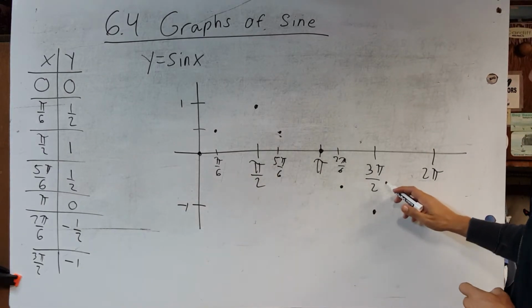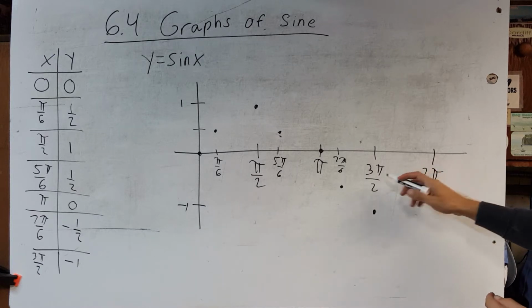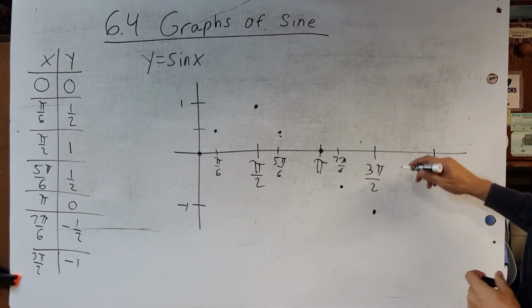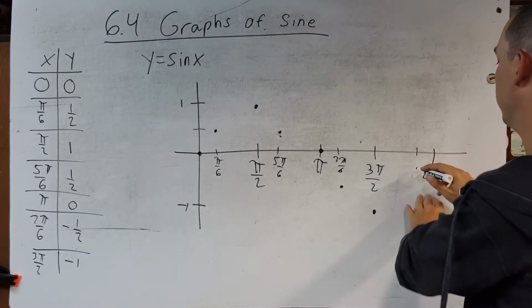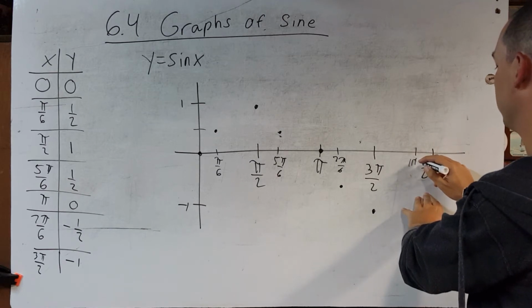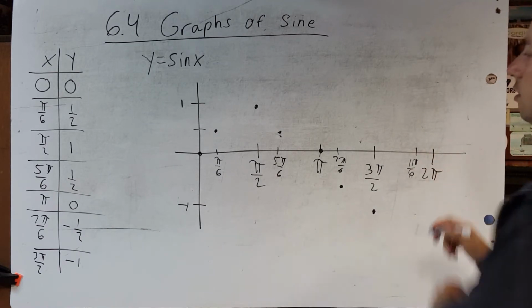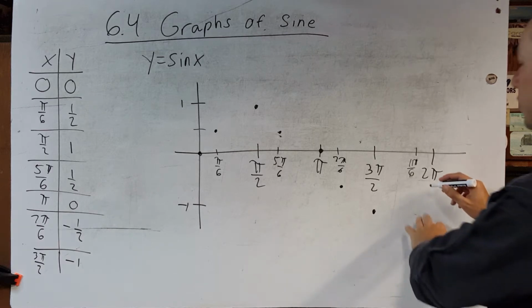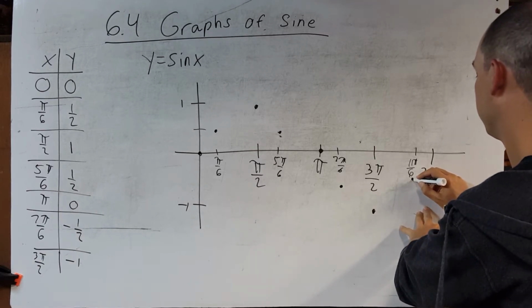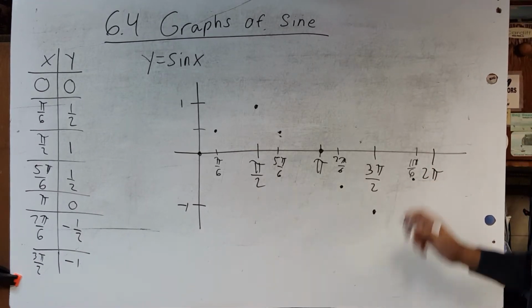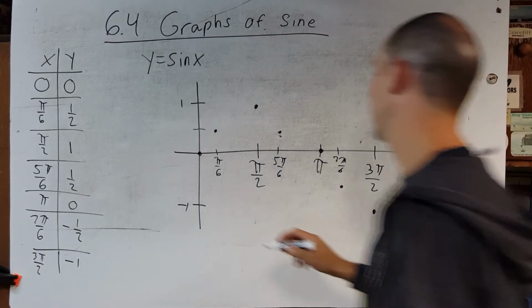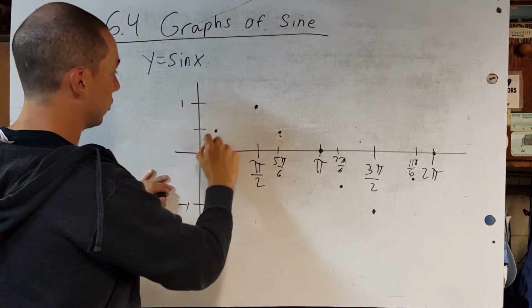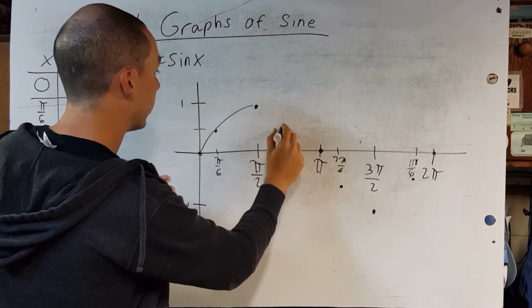After 3 pi over 2, that's 9 pi over 6. Let's go to 11 pi over 6. That's our next special value, or a nice value. Okay, sine of 11 pi over 6 will be -1/2 again. And then lastly, sine of 2 pi will be back to 0. So here's our sine wave. This value should be higher.